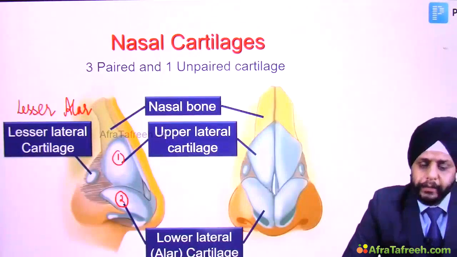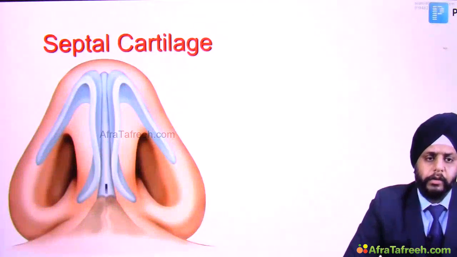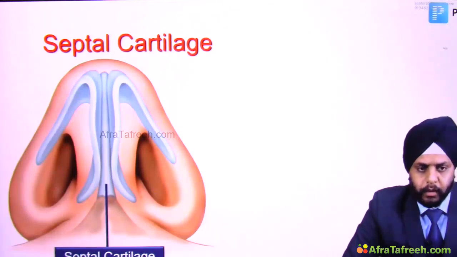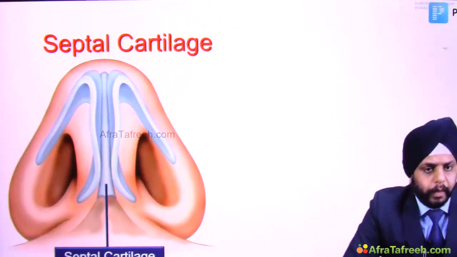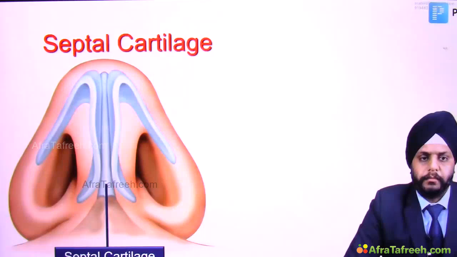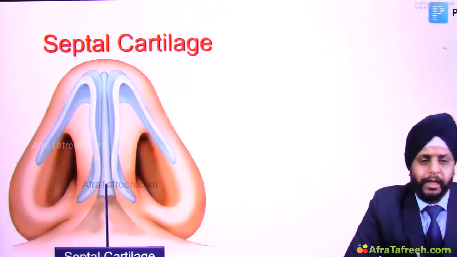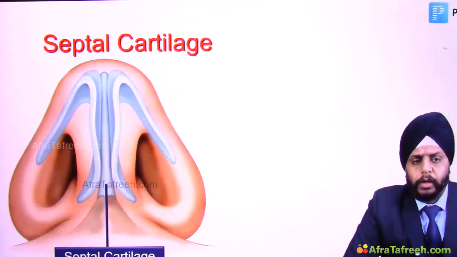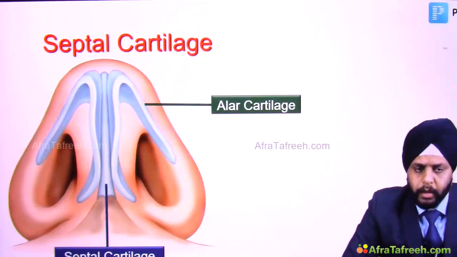Now, in the center of these, we have the unpaired cartilage, which is known as septal cartilage, right? So as you can see over here, in the center, we have the septal cartilage. Okay, what else can you see in this diagram? You can also see the lower end of the alar cartilage, also known as lower lateral cartilage, right? So you can see this alar cartilage.